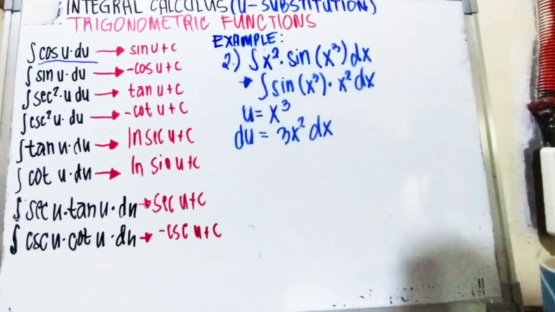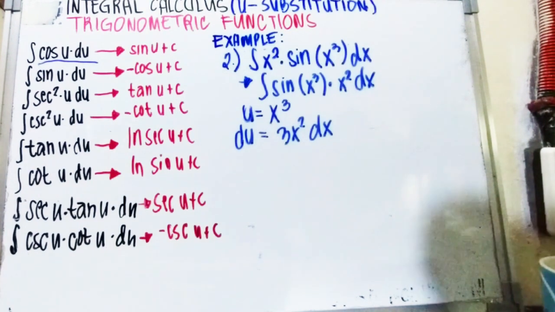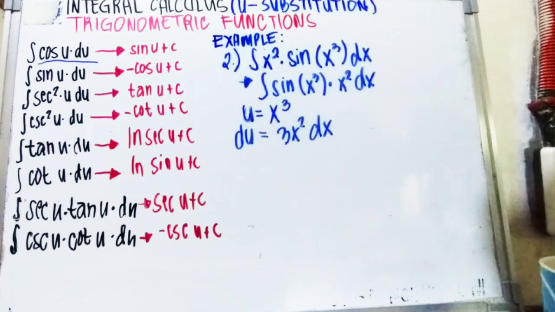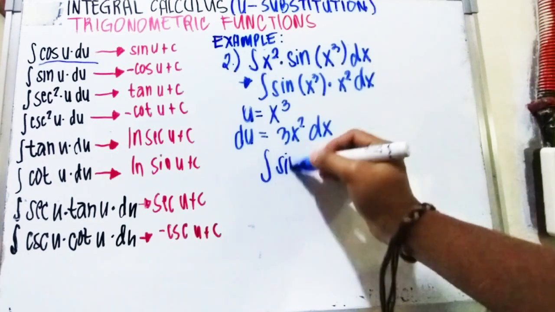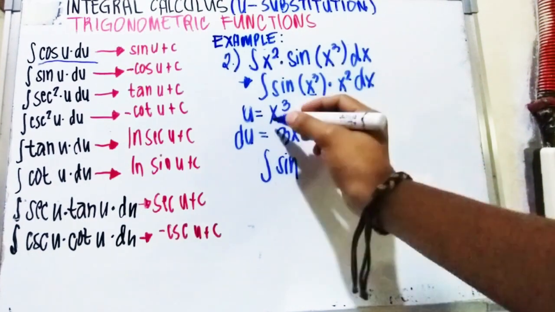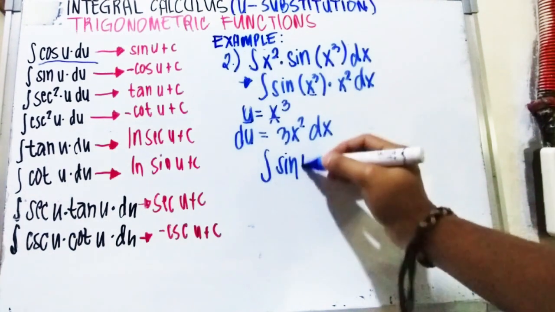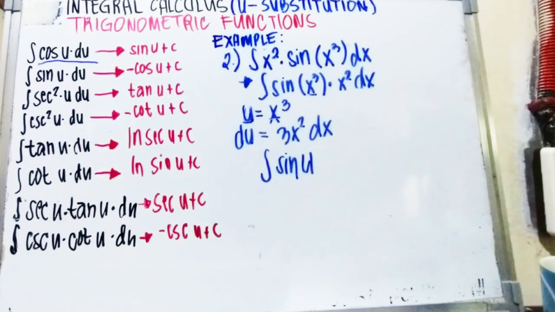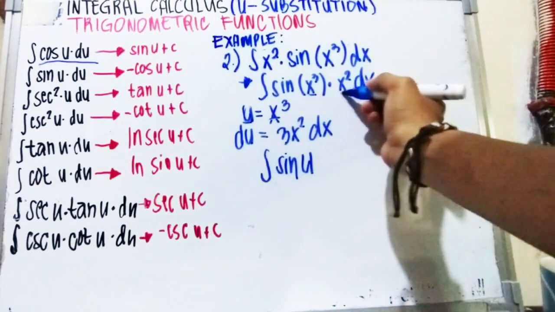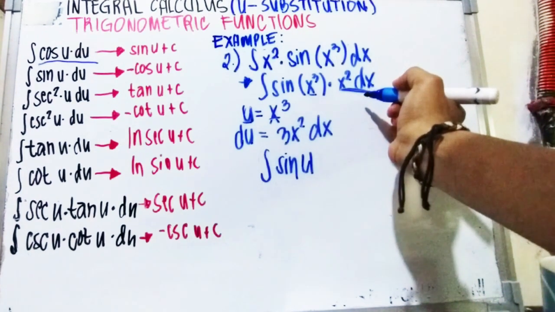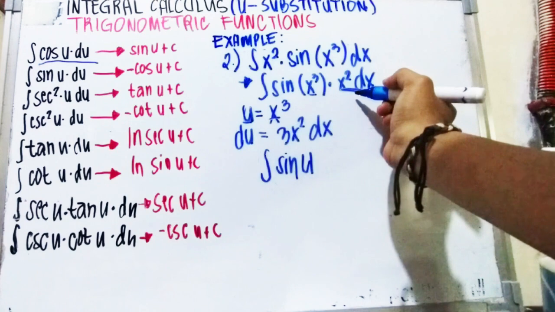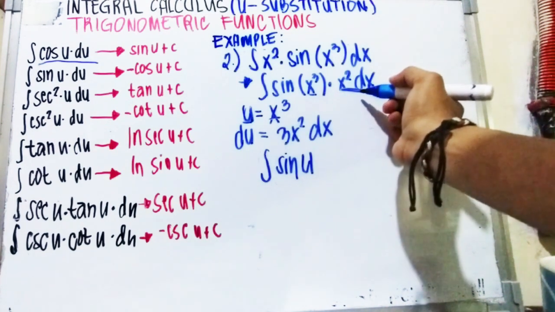Again, after natin mag-let ng value for u at dinerive yung u na du, babalik ulit tayo sa ating original function. So, rewriting magiging sin, ano nga ulit yung x cube? Yung x cube is yung u, sin u. Notice na yung remaining term natin sa ating function ay x squared dx. Pero anong pwede nating i-rewrite na replacement sa x squared dx?